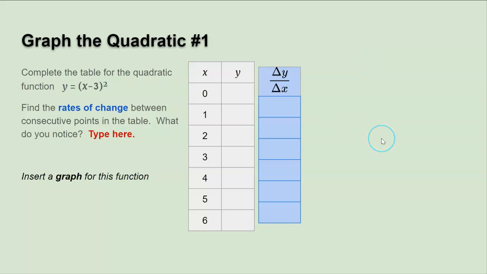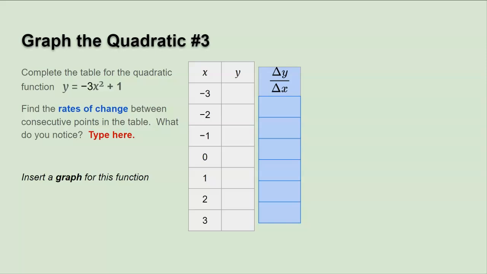They will insert a graph of this function on the screen. The second one is similar, but notice this time we have a coefficient of 2. So this will be twice as steep, and that's kind of important. That's a key word here. And when they do their rates of change, they should notice that that might have something to do with the difference in these rates of change compared to the last quadratic.